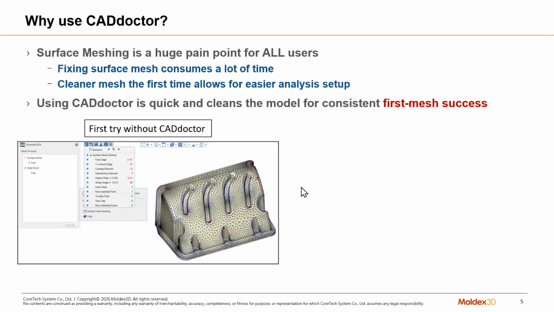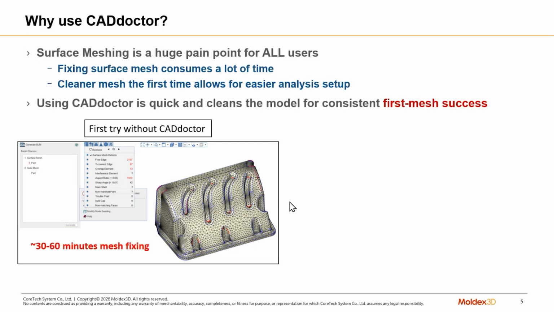So this here is an example of a first try without CADdoctor. You can see that we get a lot of different errors, free edges, T-connects. I'm not going to go through all these different error categories. I have a video on YouTube that goes through all that. But if I were to import my model directly and then just try to mesh it straight away, these are the errors that I get for this geometry specifically.